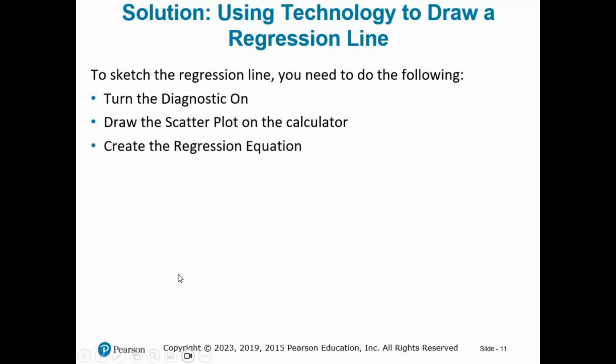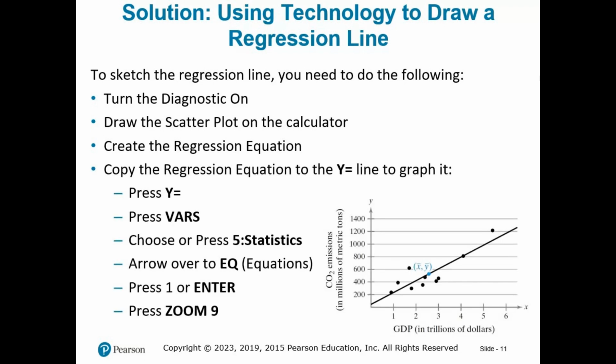Now we get to the part where we're adding the regression equation. We have to add the equation to the Y line so the calculator knows to graph it. We do this by pressing Y equals, then pressing the Vars button, then choose or press the 5 Statistics selection, then arrow over to the EQ menu, then press 1 or Enter, and lastly press Zoom 9, and it should graph the regression line through the middle of the points. Cool, right?